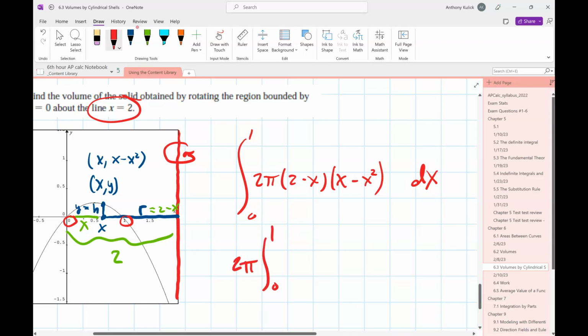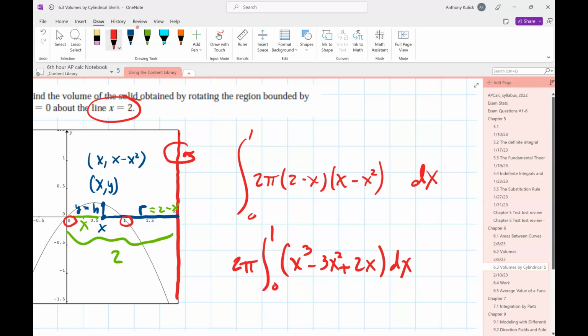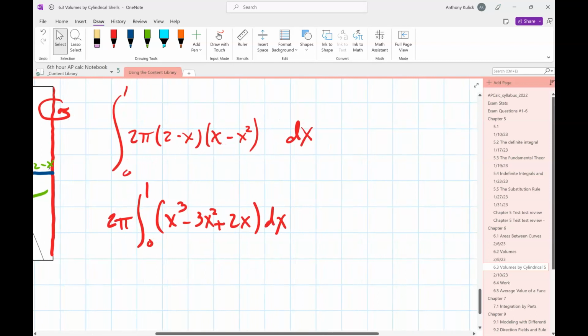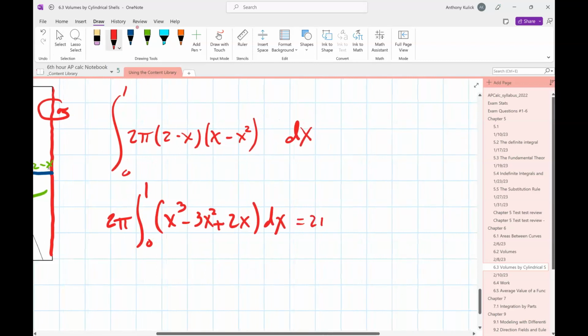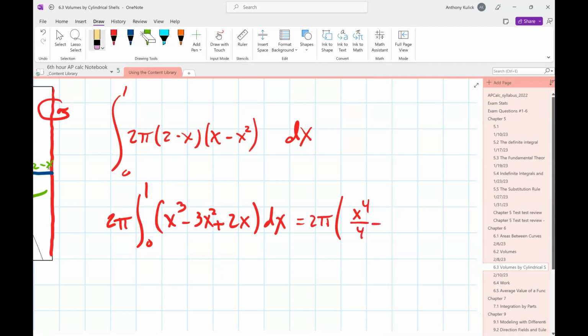So what are we going to do there? Yep, and then foil it out. x cubed.